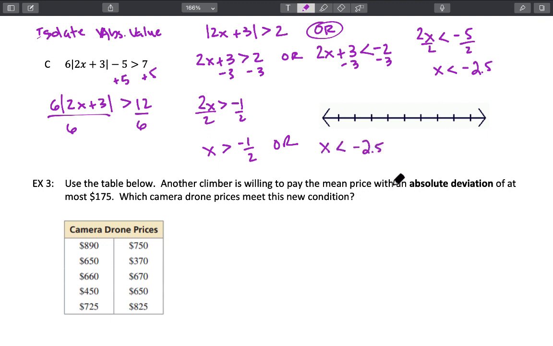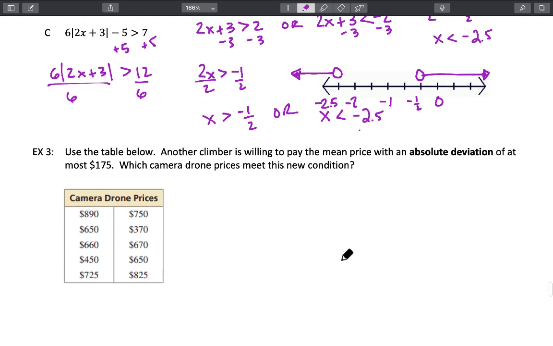When it comes to graphing our inequality, we will put 0 here. Here's negative 1/2. We'll put negative 1, negative 2, and negative 2.5 way out here. So we want all the x's that are less than negative 2.5. That's an open circle and shading to the left. And we want all the x's greater than negative 1/2. So that's an open circle and shading to the right. And there is the graph of our solution set.